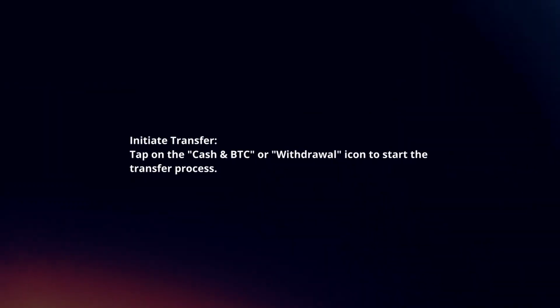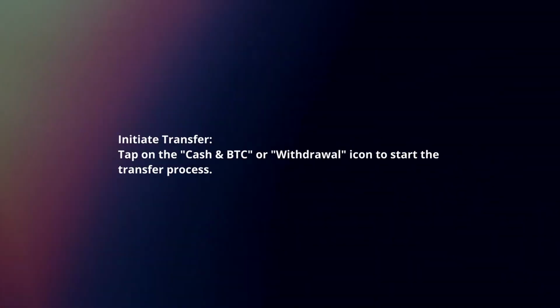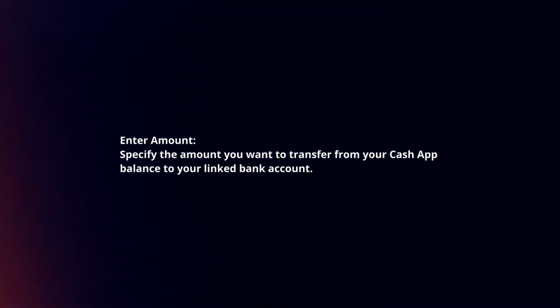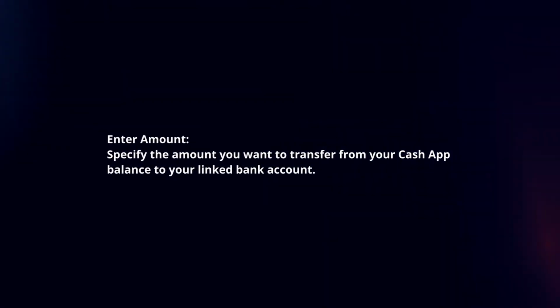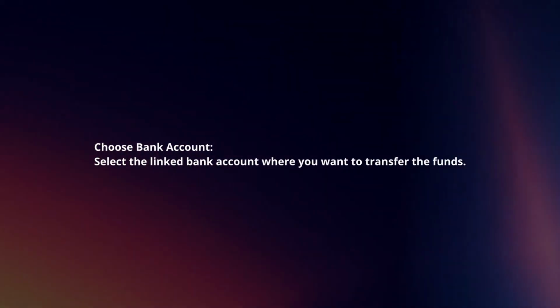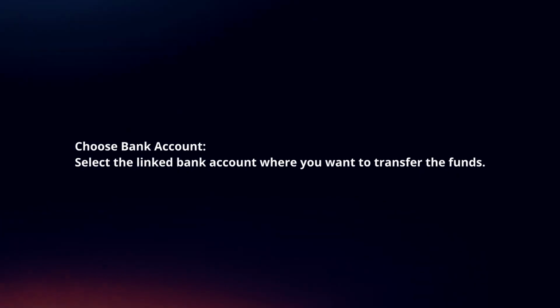Initiate transfer. Tap on the Cash and BTC or withdrawal icon to start the transfer process. Enter amount. Specify the amount you want to transfer from your Cash App balance to your linked bank account. Choose bank account. Select the linked bank account where you want to transfer the funds.